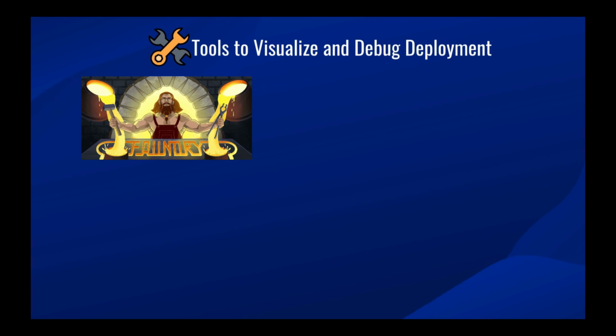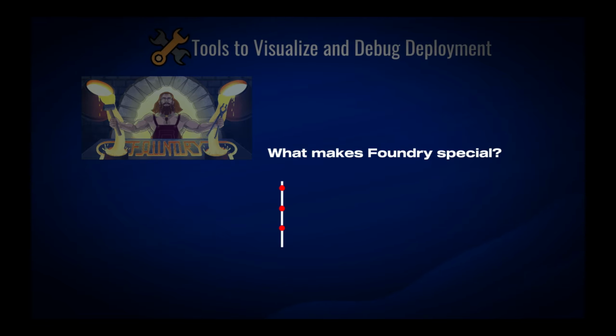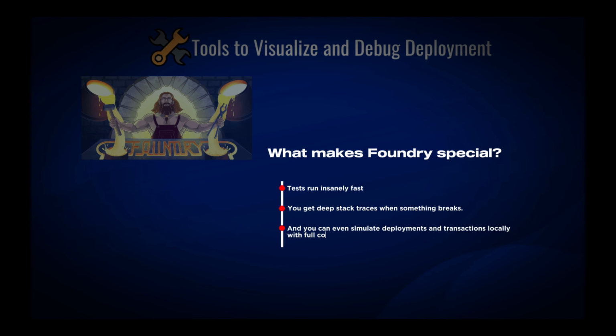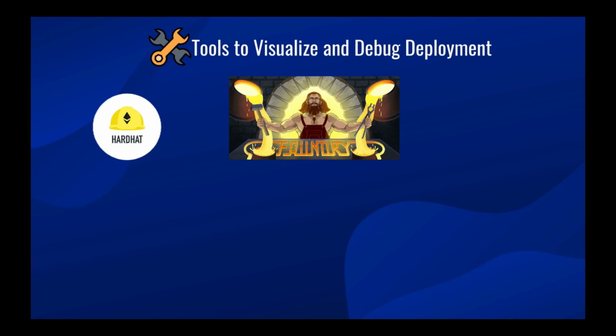It gives you Forge for compiling, testing, and deploying contracts, and Cast for interacting with the blockchain directly from the terminal. What makes Foundry special? Tests run insanely fast. You get deep stack traces when something breaks, and you can even simulate deployments and transactions locally with full control. Hardhat, a local dev environment, runs a local Ethereum node so you can deploy with scripts, run tests, and debug.